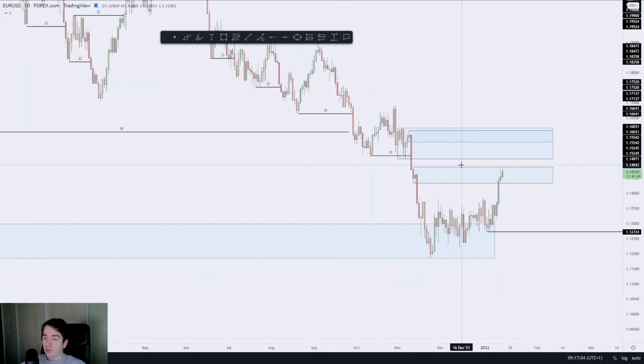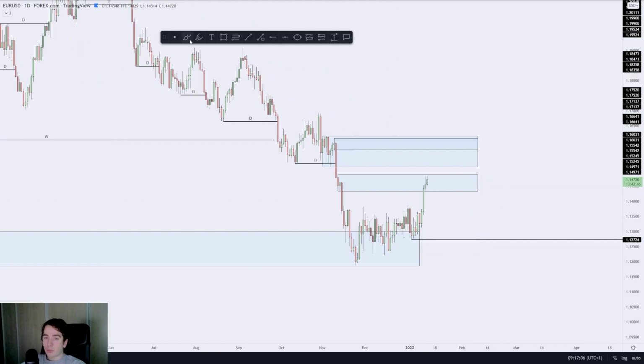Just quickly going back towards the daily. Of course, this is an area from where we could reverse. However, just keep in mind, this is the higher probability shorting zone.